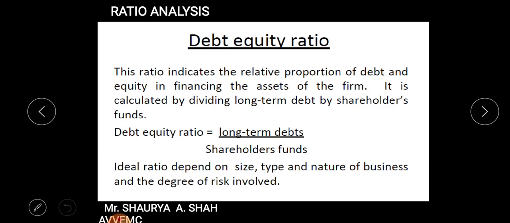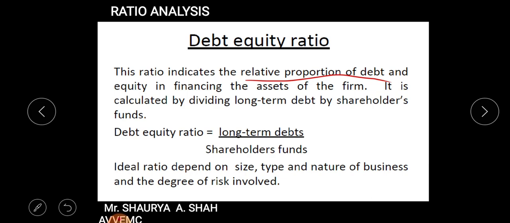The next part is your debt equity ratio. What do you mean by debt equity ratio? The ratio itself says debt, equity, and the ratio between debt and equity. So this ratio indicates the relative proportion of the debt and the equity in financing the assets of the firm, right? What is the debt? What is the equity? How much assets are purchased from debt, that is borrowed capital, and from equity, that is owner's capital. So it is calculated by dividing the long-term debt by shareholders fund. How much is your long-term debt and how much is your shareholders fund? I can come to know.